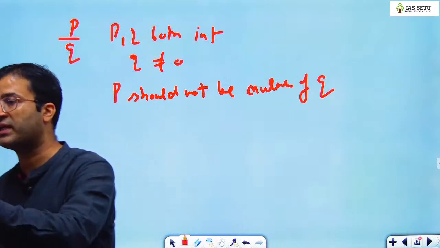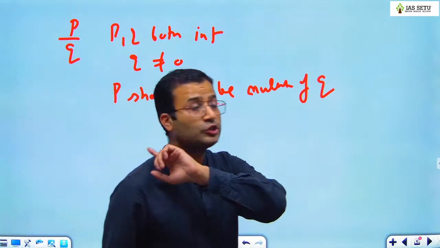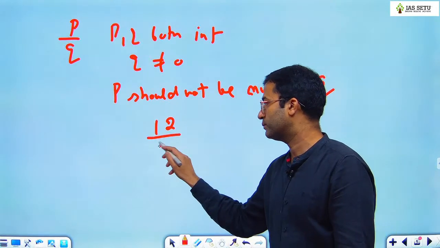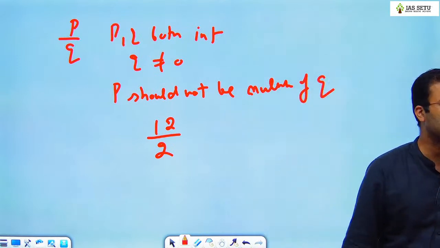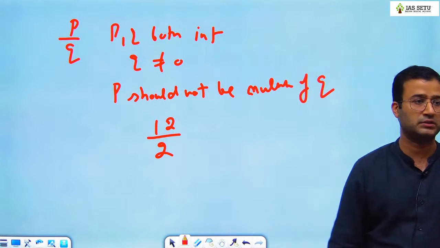Rational number में p can be a multiple of q or not, doesn't matter. But in fraction, p should not be multiple of q. I give you example 12/2. You will say, sir, fraction तो है, but conceptually we never call it as fraction.